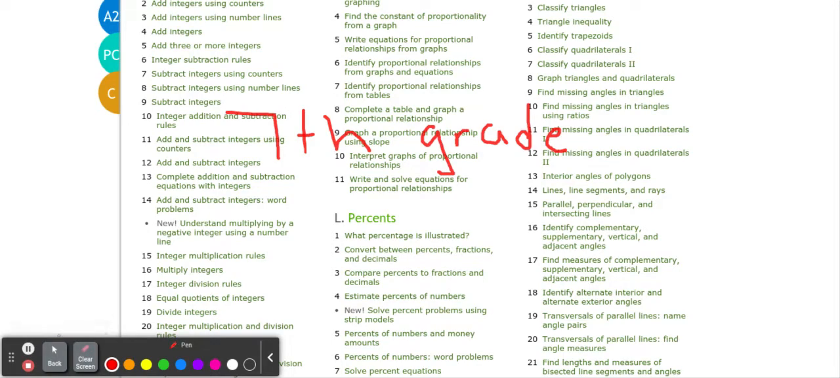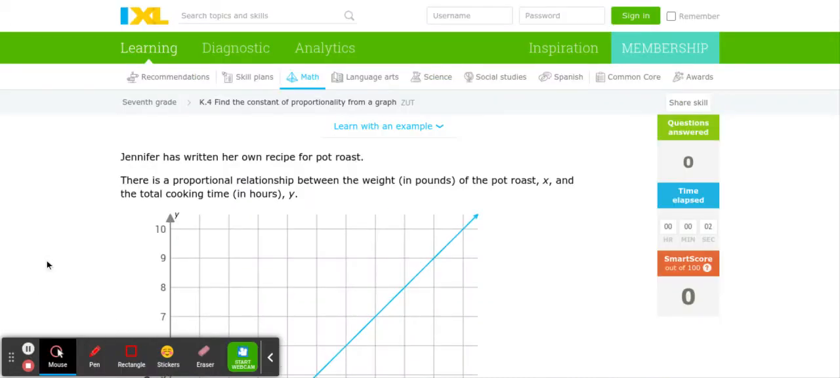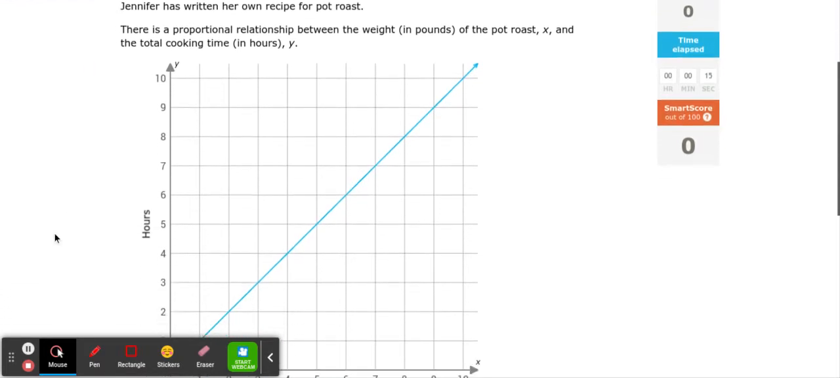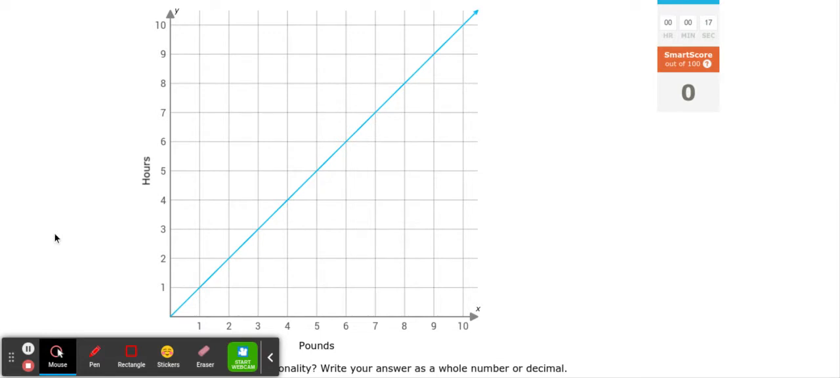Hello everyone, this is 7th grade math, and today we're going to learn about how to find the constant of proportionality from a graph. The constant of proportionality is not as complex as it sounds. Many people may be intimidated by how hard it is to say or how big it is, but honestly it's not much of a challenge, especially if you're good at finding and plotting points on a graph.